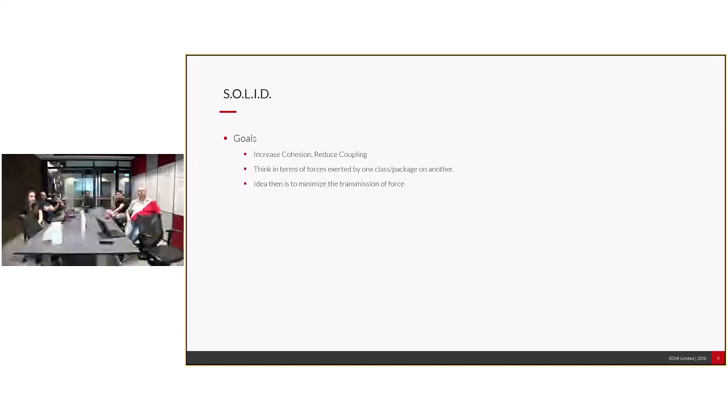The core idea is then to minimize the transmission of force, and this is the force of change. So when one component changes, the other component should not feel that so-called force of change, the vibration in the other component. Right? So they should be fairly isolated. So that's the core idea of Solid.